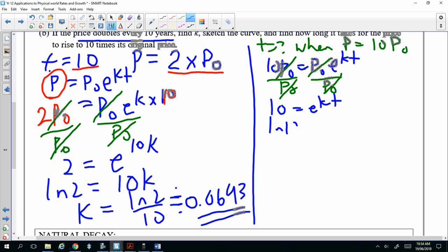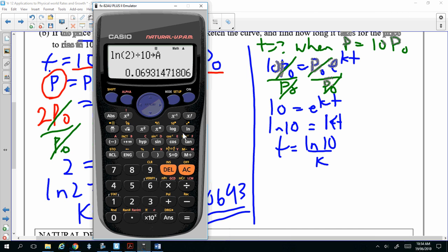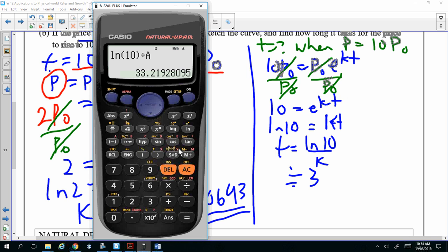Alright, good. So you just use your calculator. So do ln 10, close bracket, divide by the alpha A, like that, equal, takes 33 years. So approximately 33 years, 33.2. So how long does it take for the price to rise to 10 times? Yeah, 33 years. Okay, 33 years.